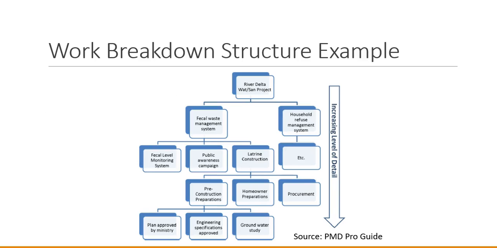Here's an example of a graphic work breakdown structure, moving from the top general level down through several layers into more and more detailed levels of activity. So here we're moving from the overall project level to work packages to individual tasks.